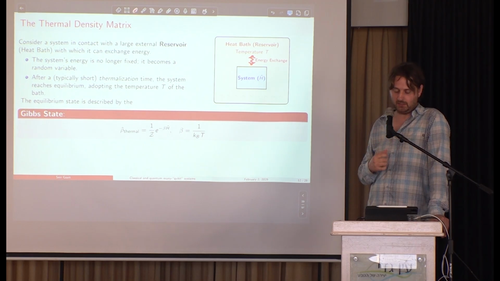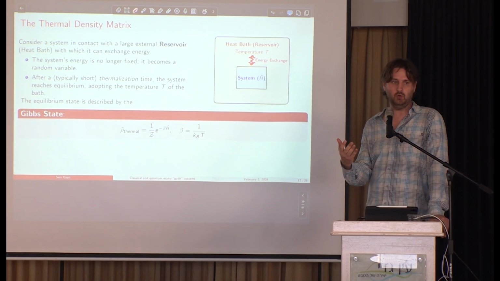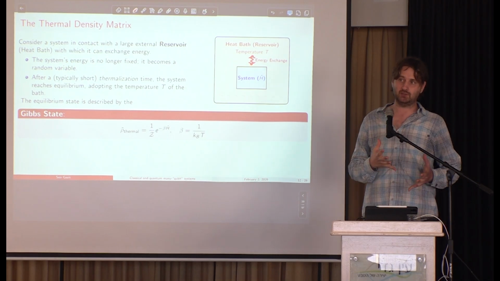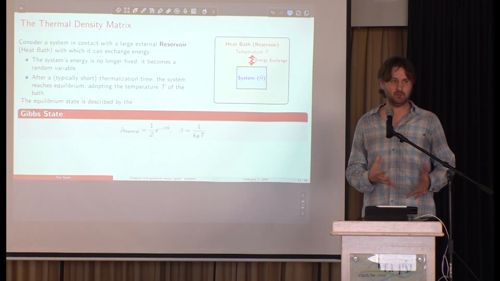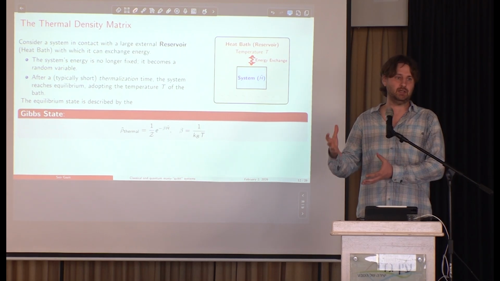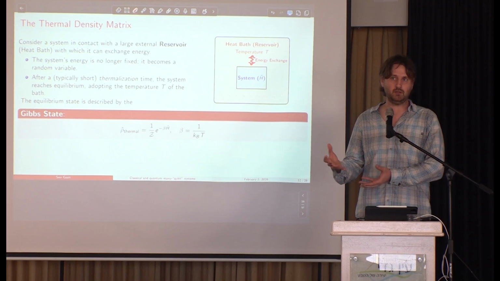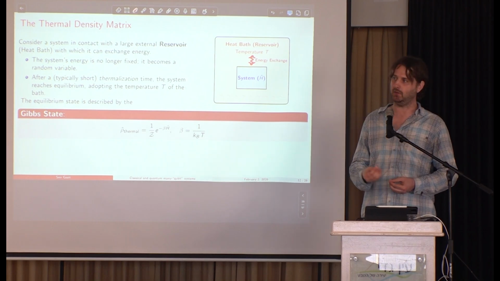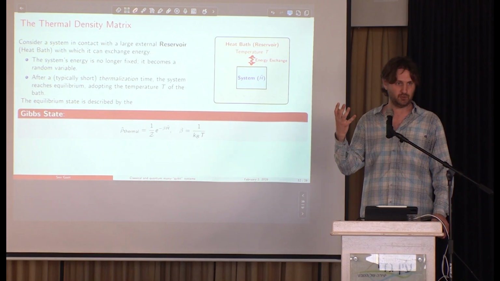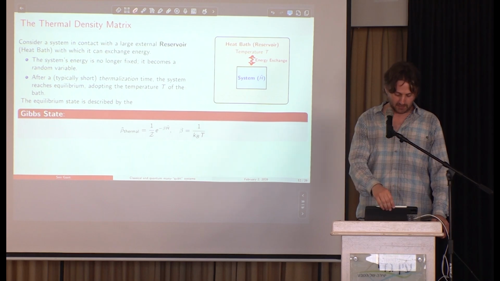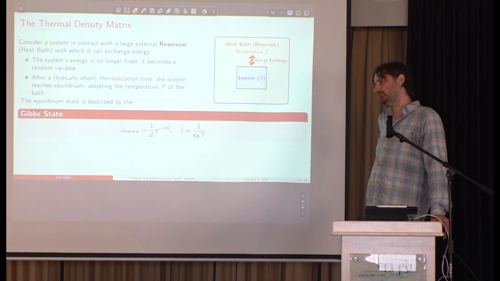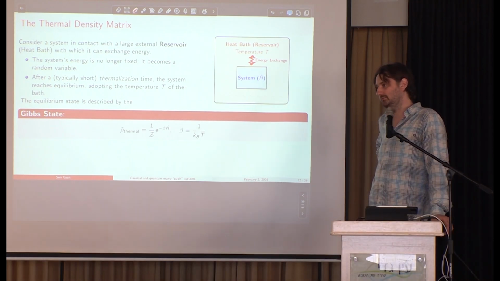Okay, and we have an explicit formula for the distribution, or the density matrix, of a system coupled to an external environment, where the external environment is determined by this parameter, which is known as the temperature. That's a mixed state. It's very far from a pure state.